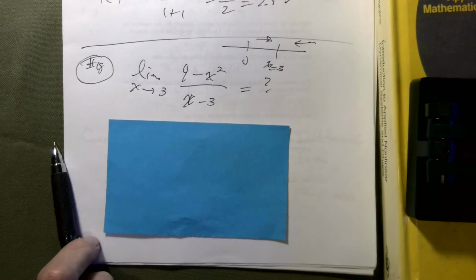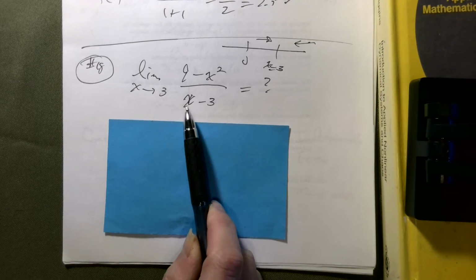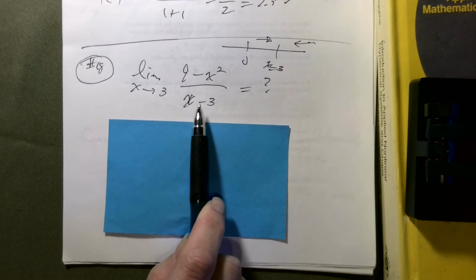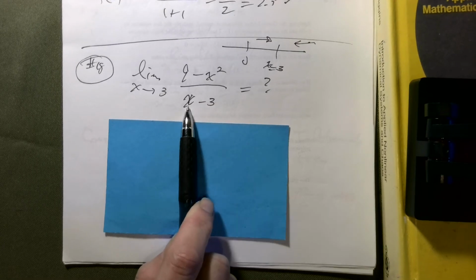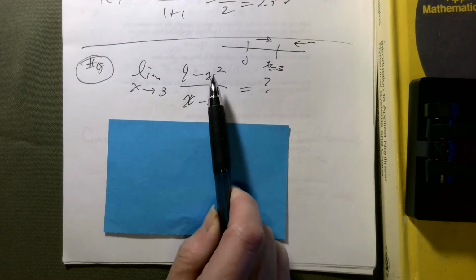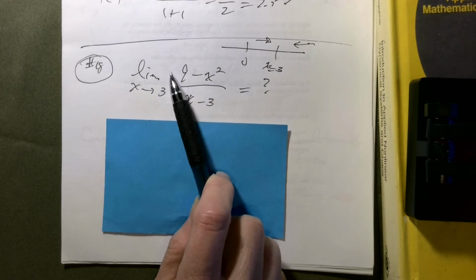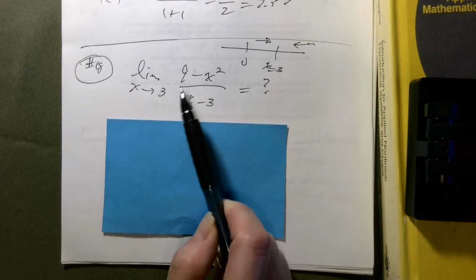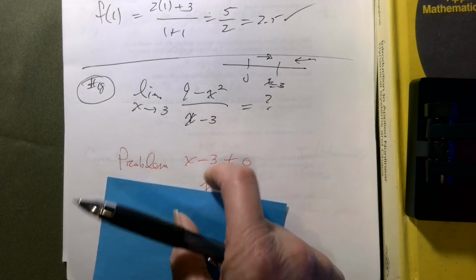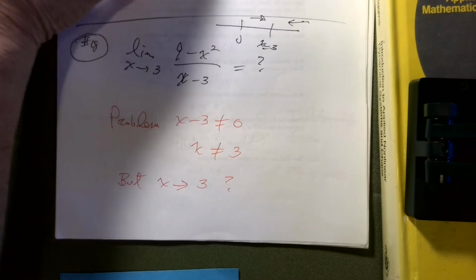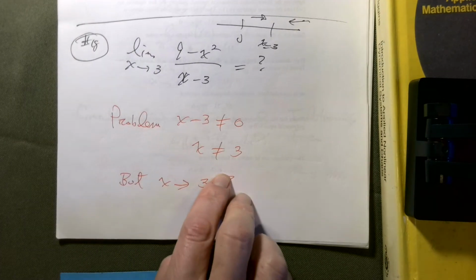Now I want you to take a look at the denominator. If x is equal to 3, bingo, we got a problem. Because this is going to be 0. But notice if I put in a 3 here and I square it, I get a 9. So we get 9 minus 9, which is 0, divided by 0. So we are dividing by 0, which we do not want to do.